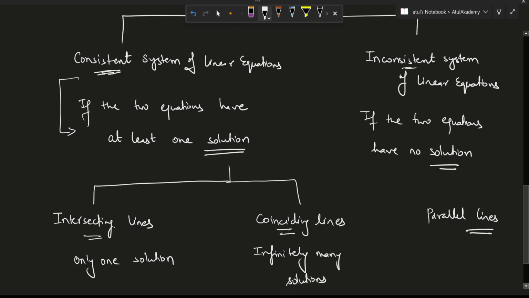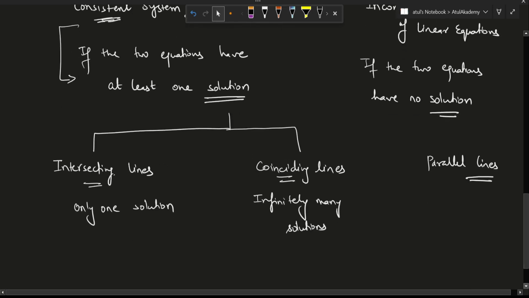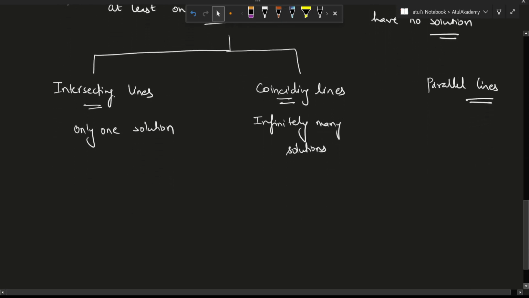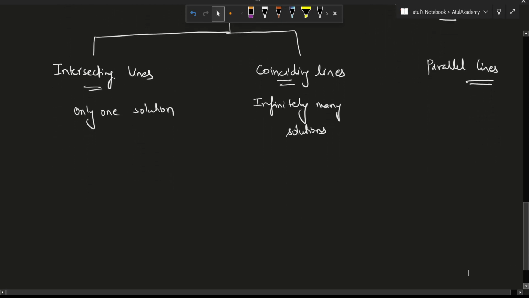We can know this after plotting the lines. Then only will we decide whether they are intersecting, coinciding or parallel lines after getting the graph of the equations. Now, sometimes the equations are given and just by seeing them you can tell whether they are intersecting, coinciding or parallel lines. We can take an example of that. Let's take the first example only, which we have taken: x plus y is 10 and x minus y is 2.